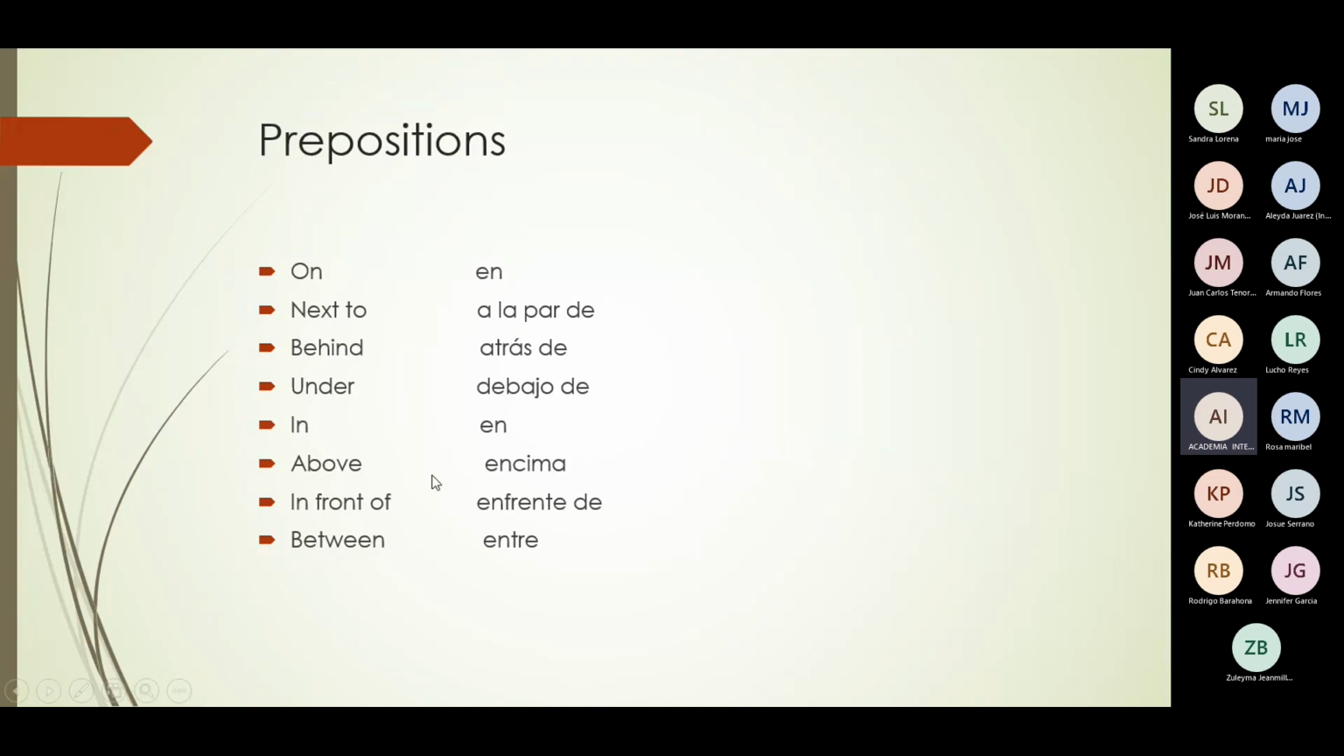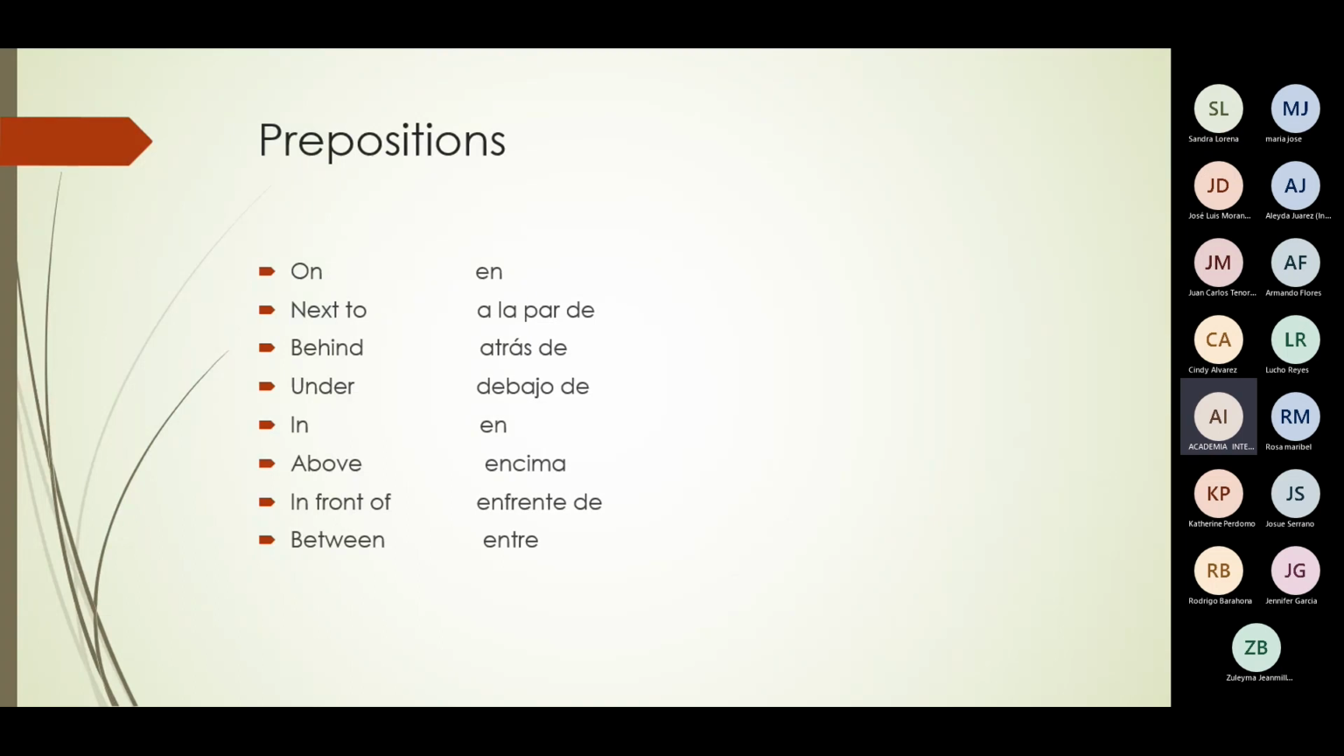No. Above es como cuando algo está encima, pero no toca la superficie. ¿Verdad? No toca la superficie. Just an example can be, the calendar is above the bed. It's just an example. Porque está sobre, ¿verdad? Está como encima de la cama, pero no es que lo está tocando. No está sobre, sino que solo está como encima.